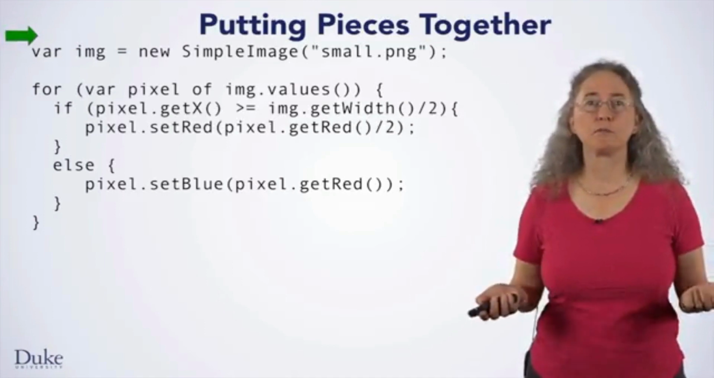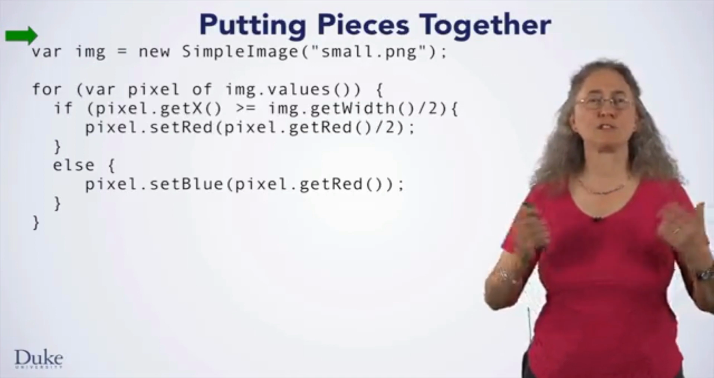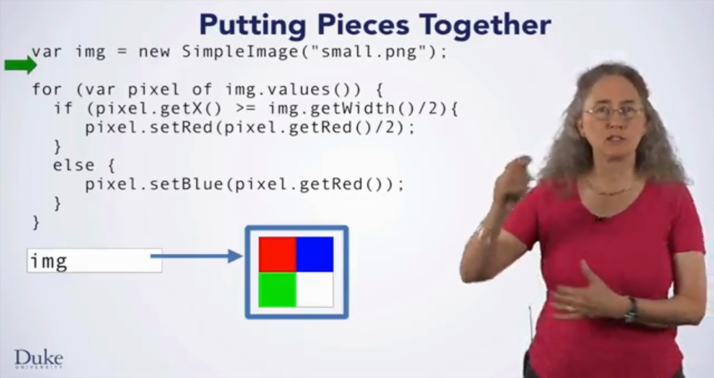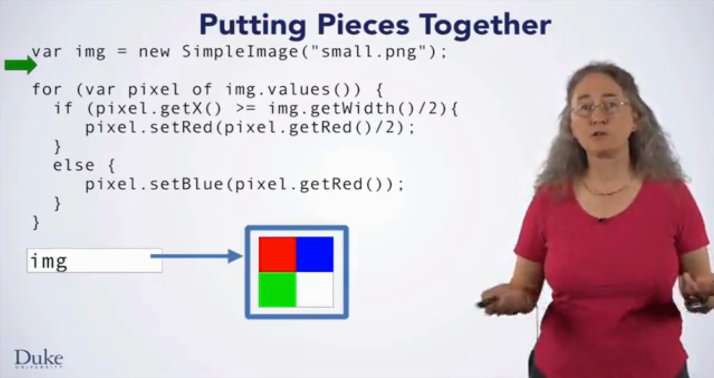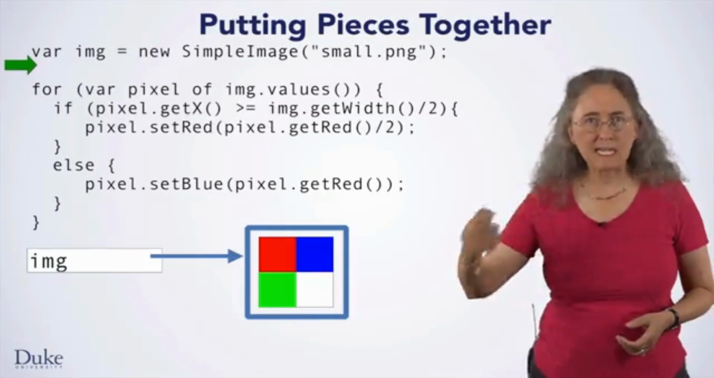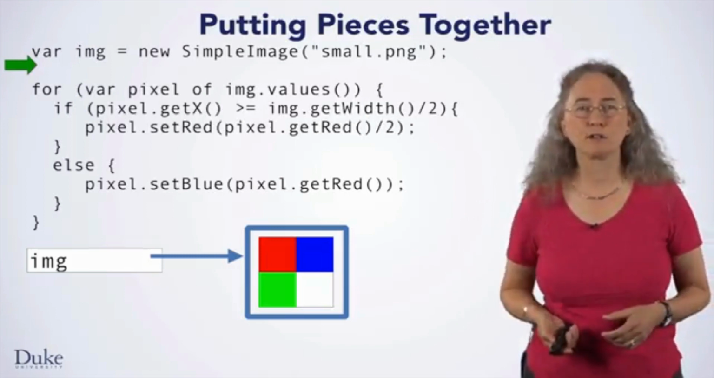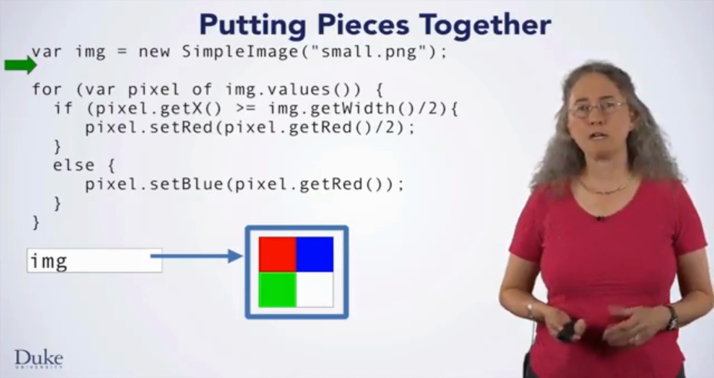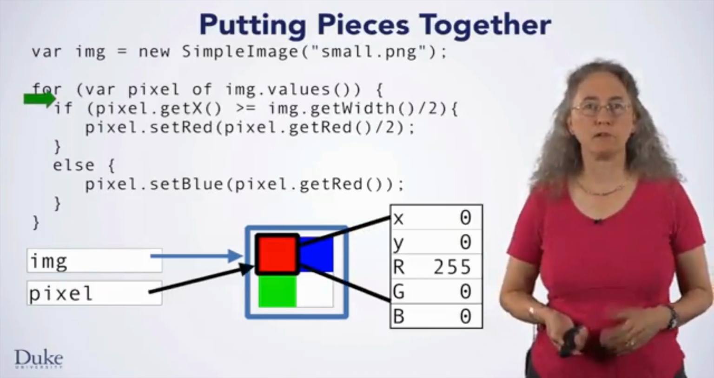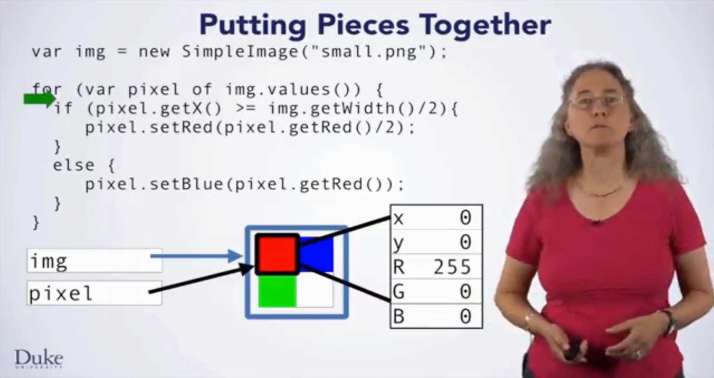First, we declare a variable called img and initialize it to a new simple image, which is the 2x2 image you saw in previous examples. Next, there is a for loop, which iterates over each pixel in img.values. You've already seen how this works. And we will again follow the same rules. We create a box for the pixel variable, initialize it to the first pixel in our image, and go into the body of the loop.